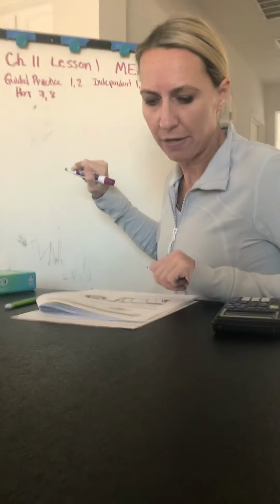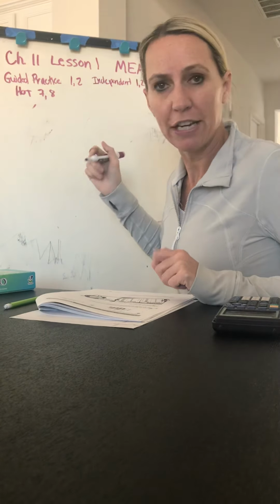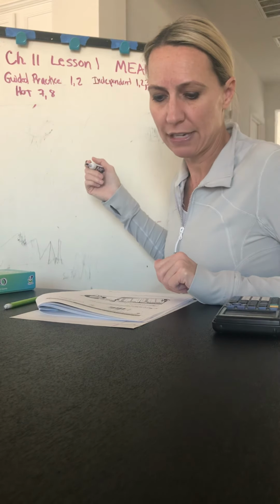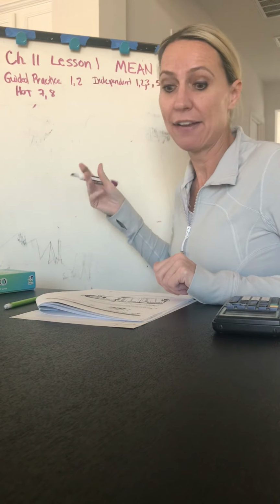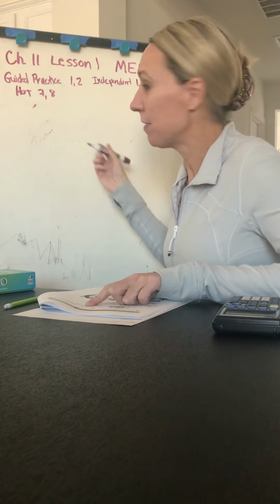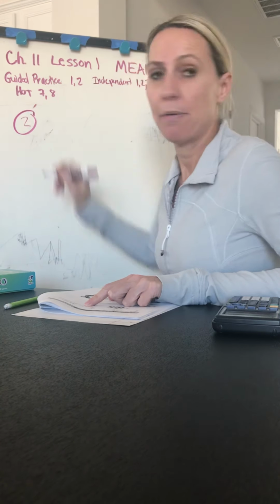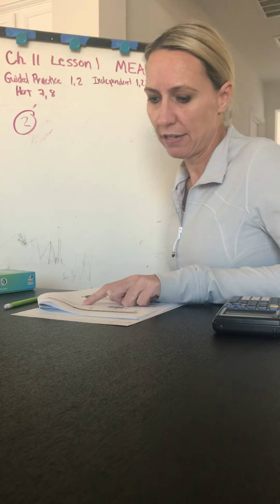For number one, you just take those numbers, 87, 93, 86, 90, and 84, add them up and divide by 5. But I'm going to start with number 2 to make sure you know how to get information off a dot plot.